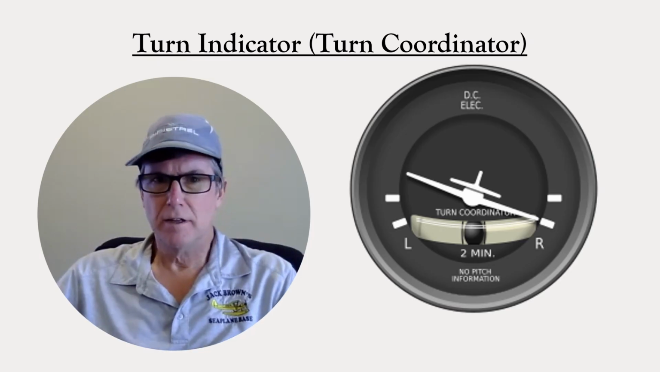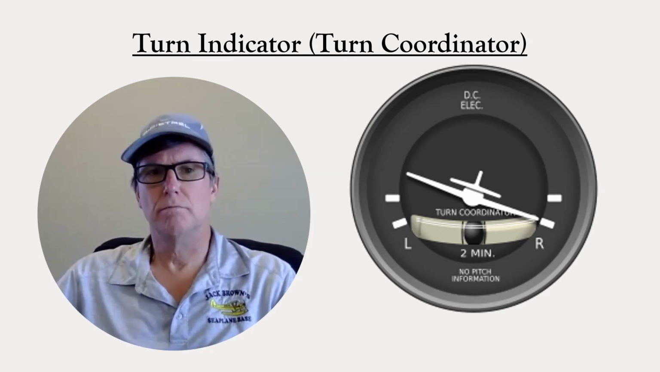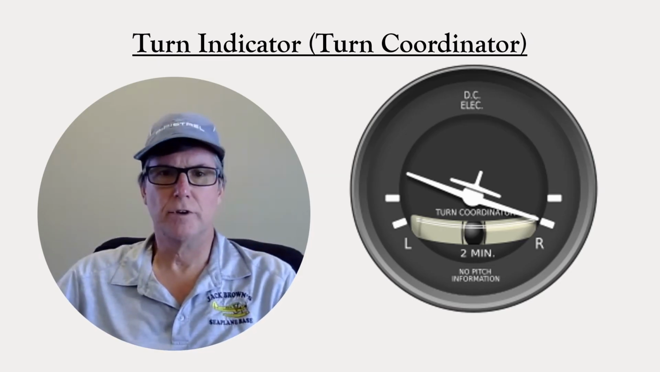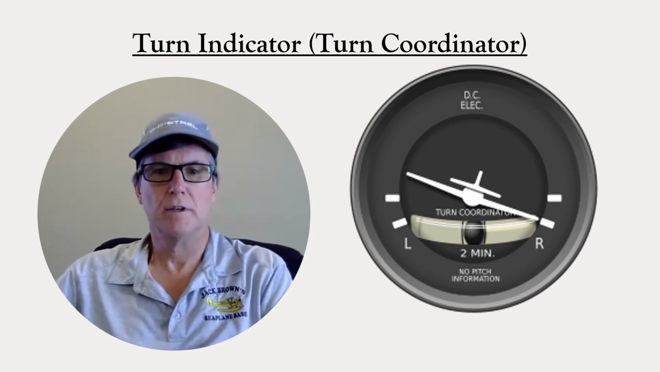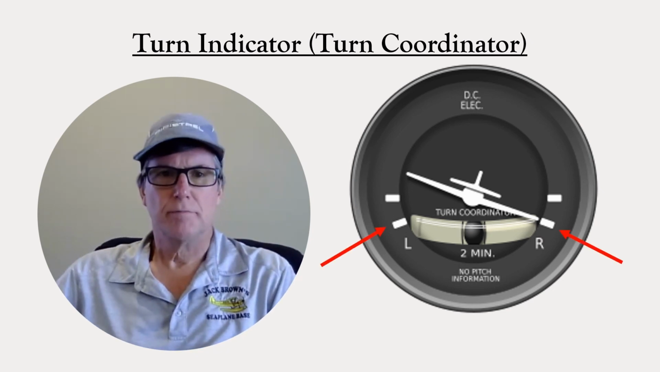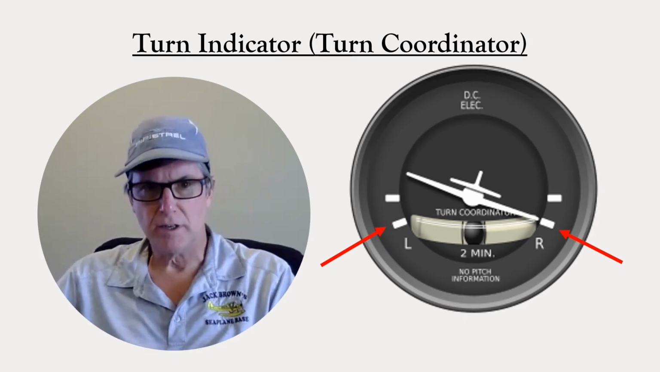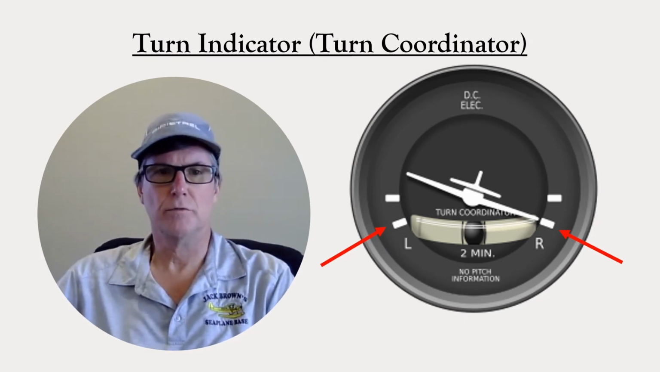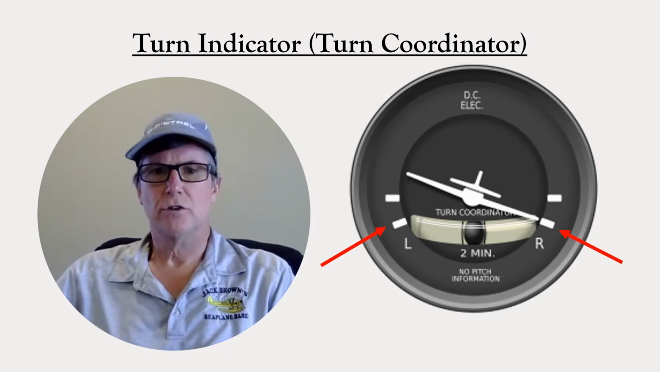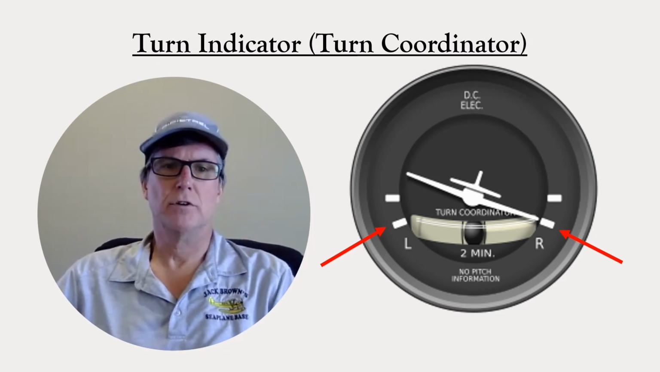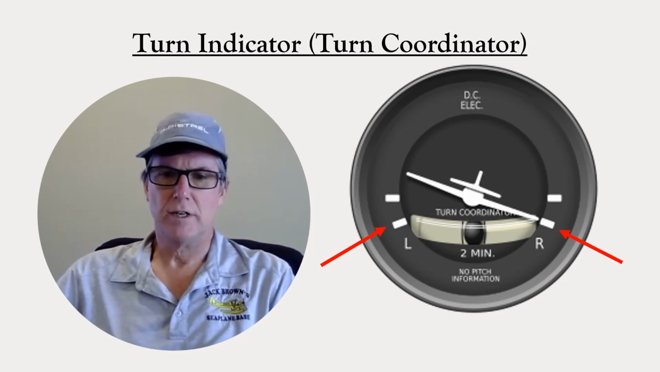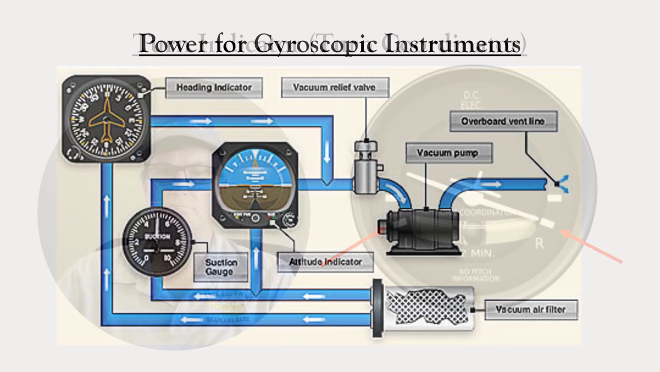It is not telling you your bank angle, although bank angle and rate of turn are related quantities. Tick marks indicate a standard rate turn. A standard rate turn is 3 degrees per second or 2 minutes to complete a 360-degree turn. When the turn indicator is integrated with the inclinometer, it's referred to as a turn coordinator.